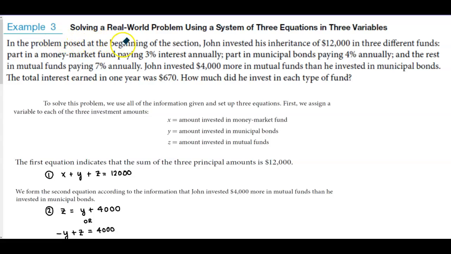In example 3, we're solving a real-world problem using a system of 3 equations and 3 variables. In the problem posed at the beginning of the section, John invested his inheritance of $12,000 in 3 different funds.